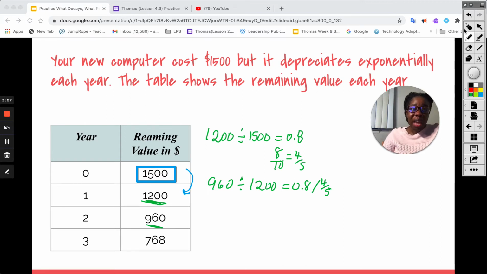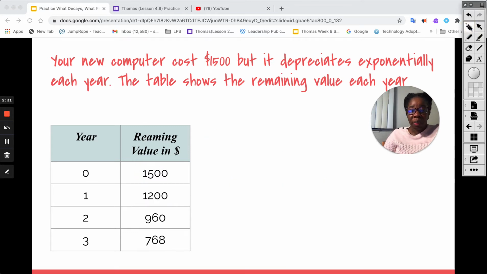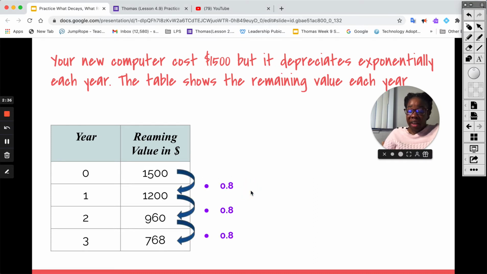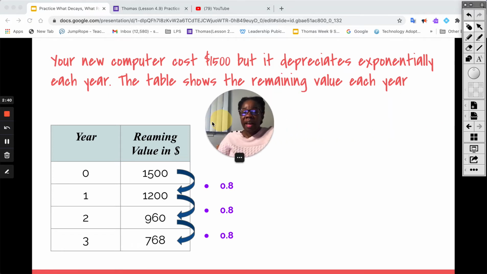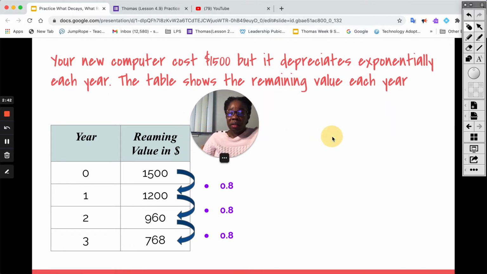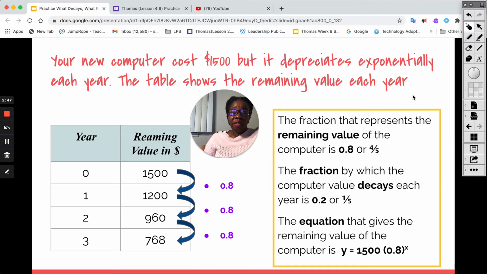So now that we have that information, we're going to go ahead and use that to answer our questions. So again, our growth factor is 0.8 or 4/5. And with that said, here is the information that we have. We know that the fraction that represents the remaining value of your new computer is 0.8 or 4/5. We calculated that.